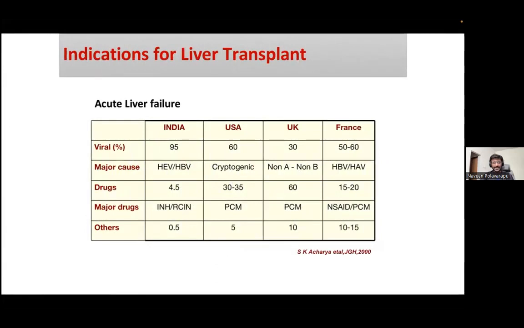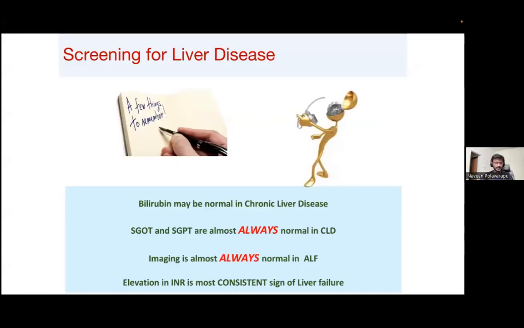So coming back to acute liver failure, as I mentioned earlier, the most common indication for liver transplantation in acute liver failure in India and in our population is generally viral, particularly hepatitis B. But if you look at the American and UK populations, it is drugs, the paracetamol overdoses, which are the significant cause of acute liver failure related transplant indications.